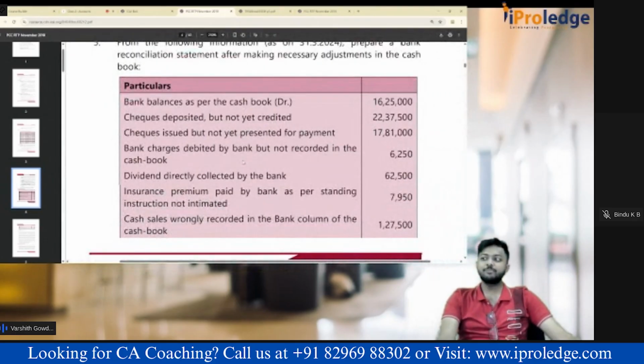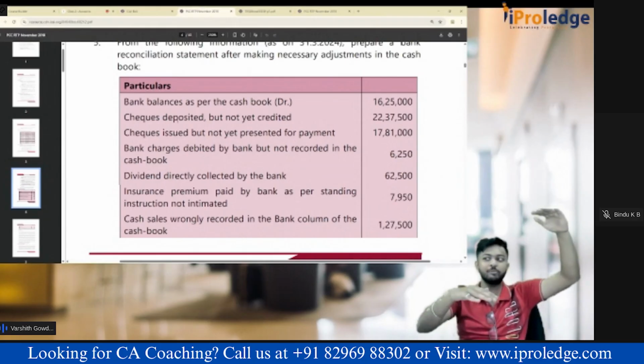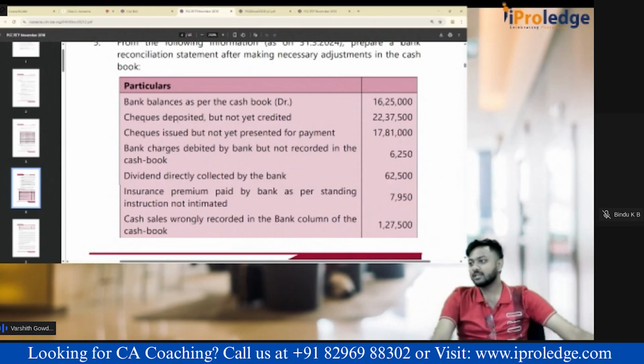So check deposited but not yet credited. Add up. Then check issued but not yet presented. Check deposited but not yet credited means your cash book is more, passbook is less. You are doing it from the cash book, so minus. Check issued but not yet presented: add, because your cash book is lower, passbook is higher.